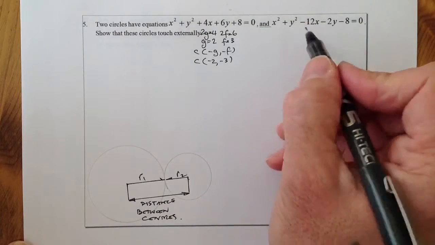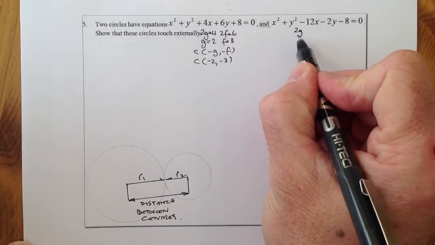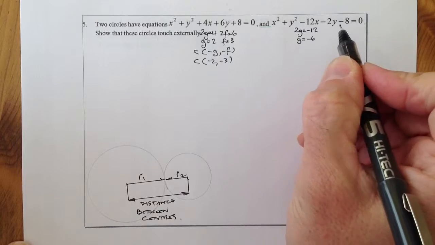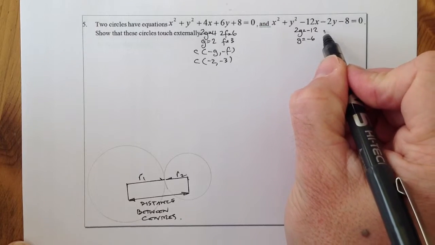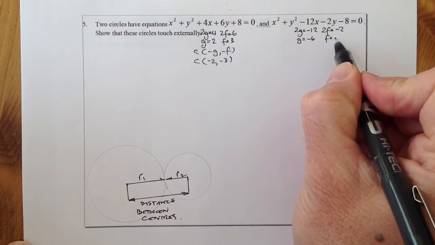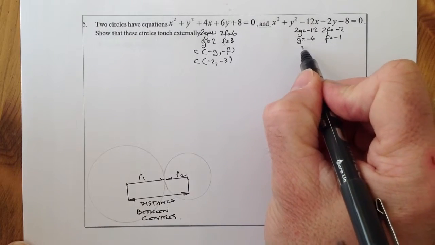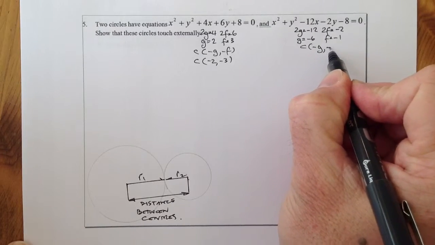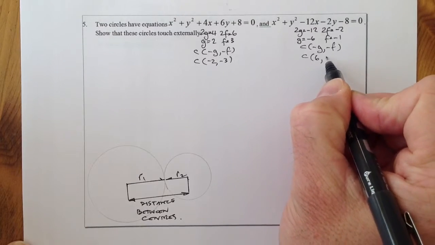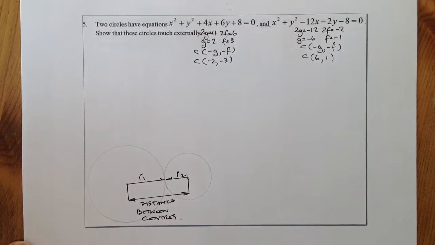Same thing for the second circle. So I'll go for 2g is equal to minus 12, so I've got g equaling minus 6. Over here I've got 2f is equal to minus 2, so f is equal to minus 1. So my centre again, same thing, minus g, minus f, and what I've got is a (6, 1) centre for that one there. Okay, so I've worked out the centres.